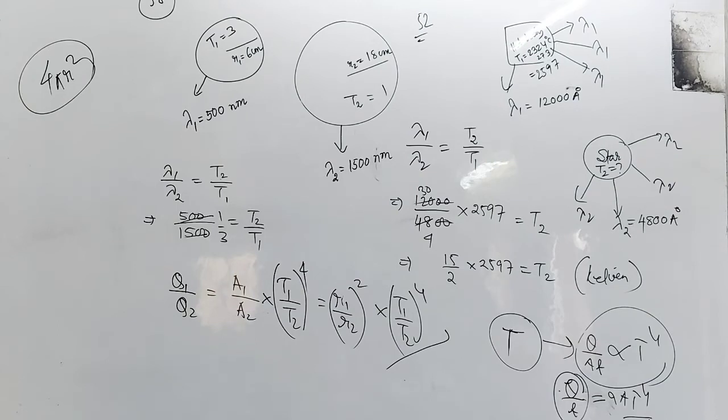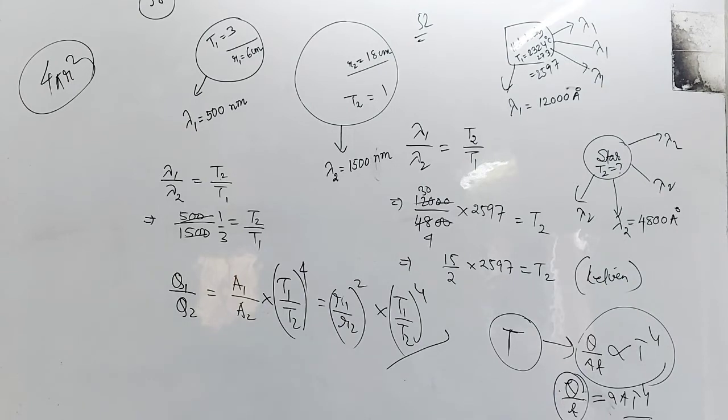And the next questions are question number 64, 65, 66. Question number 61, you try yourself at your home. Next, question number 64, 65, 66, 67, 68. The last 5 questions are based on Newton's law of cooling.